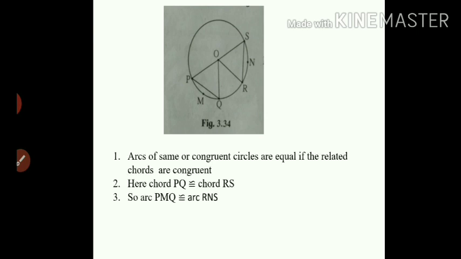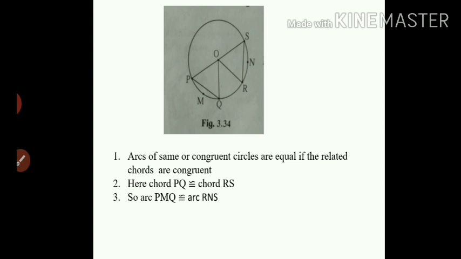Now again, you can see a circle with center O, and PS is the diameter, which is passing through the center. Now, arcs of same or congruent circles are equal if the related chords are congruent. Here you can see there are two chords, chord PQ and chord RS. These both chords are congruent.